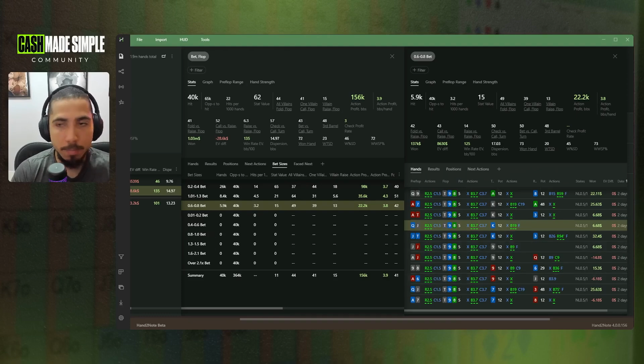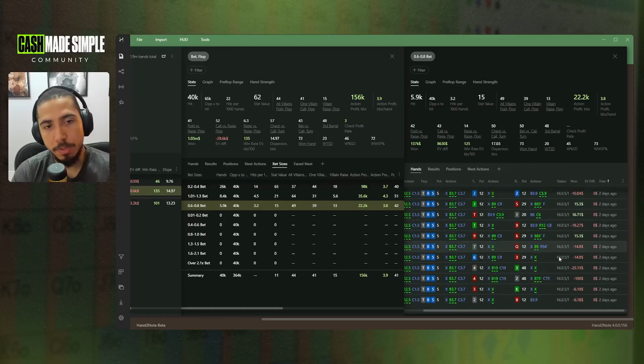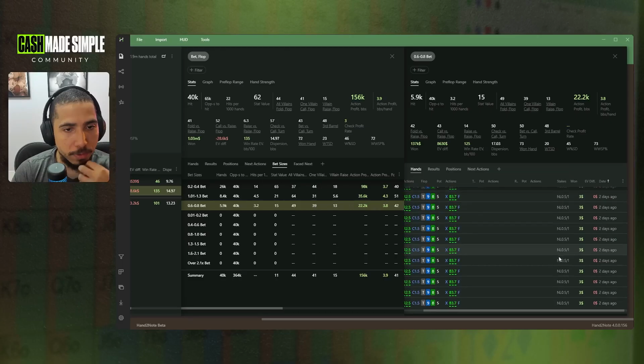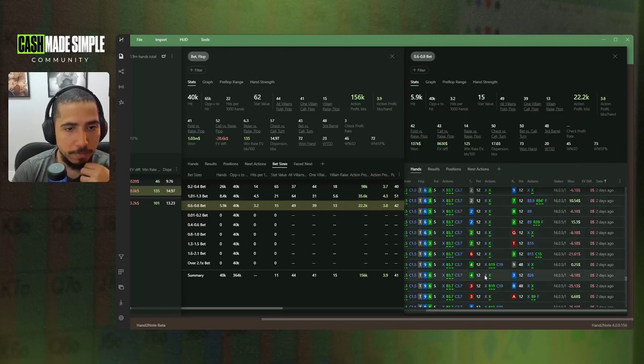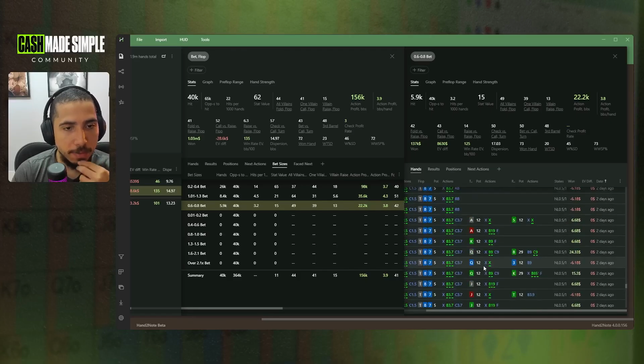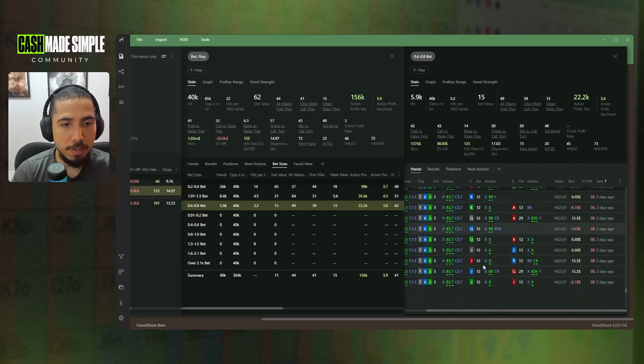Low boards with the straight possible are really good to use this type of bet sizing. So we have here 10-9-8 rainbow. We have 10-6-3 two-tone. There's some overlap there, but mostly that one we're going to be sizing up. We're going to have 10-9-6 rainbow. We're going to have 10-8-7 two-tone. We're going to use that size as well.